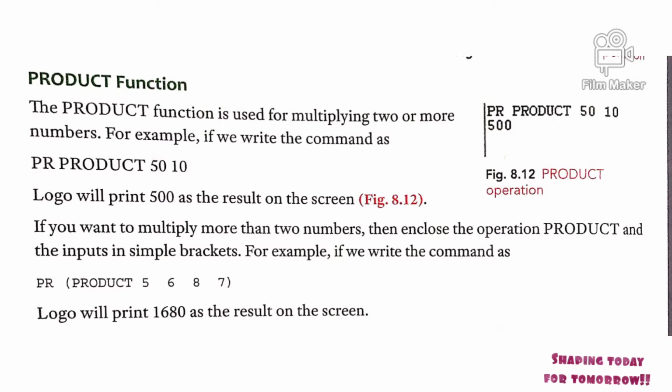So students, if you want to multiply more than two numbers, what do you have to do? You have to start the bracket and then write product in that, and then you can write the numbers that you want to multiply. Okay, and then after completing, you have to close that bracket and you can see the result that will come on the screen. Okay, and before that, you have to write PR as it is written in this statement. You can see PR, then you have to start the bracket, then write product in capital letters, and then write the desired numbers that you want to multiply, and then close the bracket, and then the result will come on the screen.